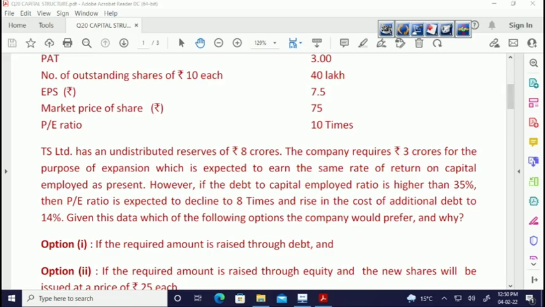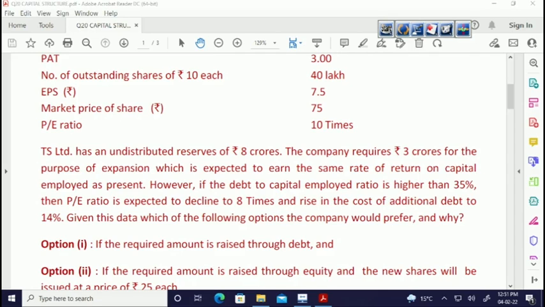However, if the debt to capital employed ratio is higher than 35%, I think it's already higher because we have 10 crore debt and 22 crore capital employed. What's the present debt to capital employed? 10 by 22. It's 45.45%. So they are saying if the debt to capital employed is more than 35%, the P/E ratio will decline to 8 times. I'm really surprised. I think they have constructed the sum wrong, because if that is true, it is already 45%. So the P/E ratio should not be 10, it should be 8 times. So that's a stupidity in the sum.